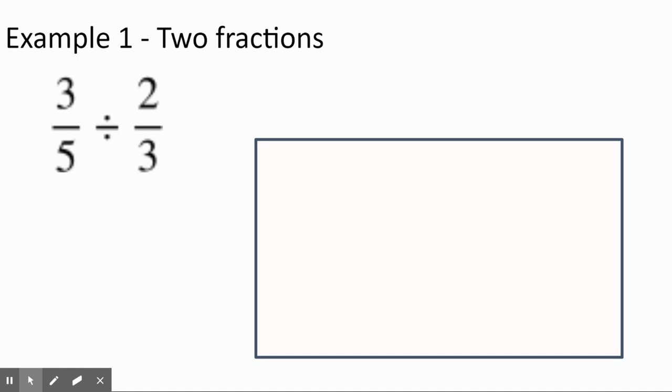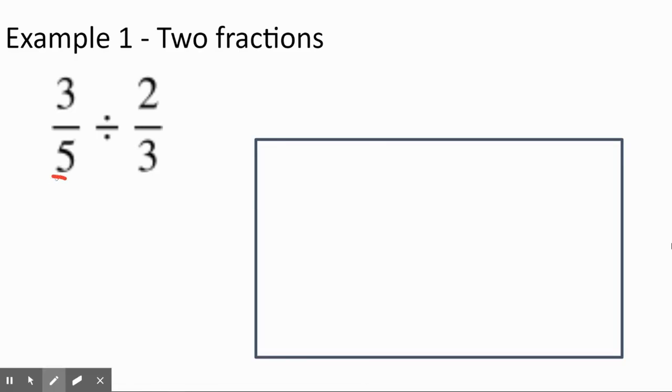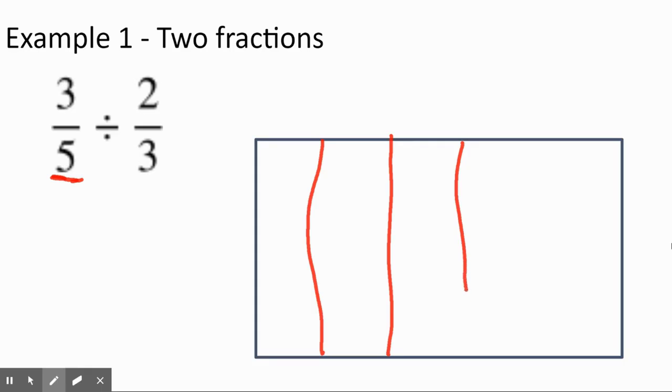So our first example, we have two fractions. We have 3/5 divided by 2/3. What we're going to do is take our 3/5 and note that we have a 5 right here. That's telling us we're going to make 5 columns. You can probably draw them slightly better than I have, but we've got 5 columns in this box.